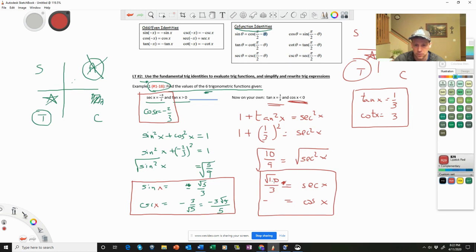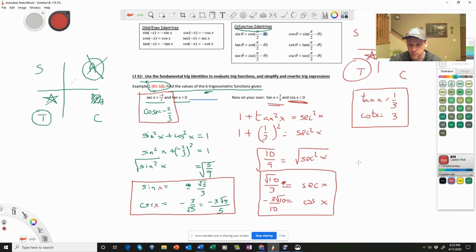So this will be the reciprocal of that. So it's going to be negative. Let's see, I got to put the 3 on top. I got to put the √10 on the bottom. But multiplying by √10/√10, I should get that for the cosine. So I have the tangent, I have the secant and the cosine. I just need the sine.